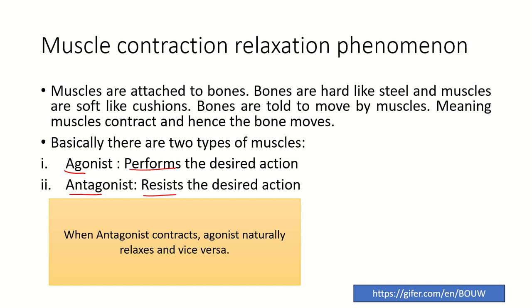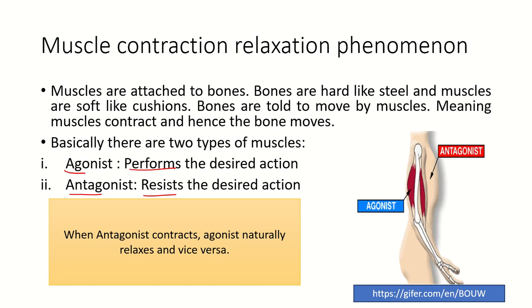When agonist contracts, antagonist has to relax naturally. This is a natural phenomenon. Nobody is telling the antagonist, excuse me, please, you need to relax so that I contract. No. When agonist is contracting, antagonist has to relax, and vice versa. You can see in the video when the blue one is contracting, the red one is relaxing, and when the red one is relaxing, the blue one is contracting, which is pure vice versa. Now, also remember when agonist contracts, antagonist relaxes. This needs to happen mandatorily when a human body is working.